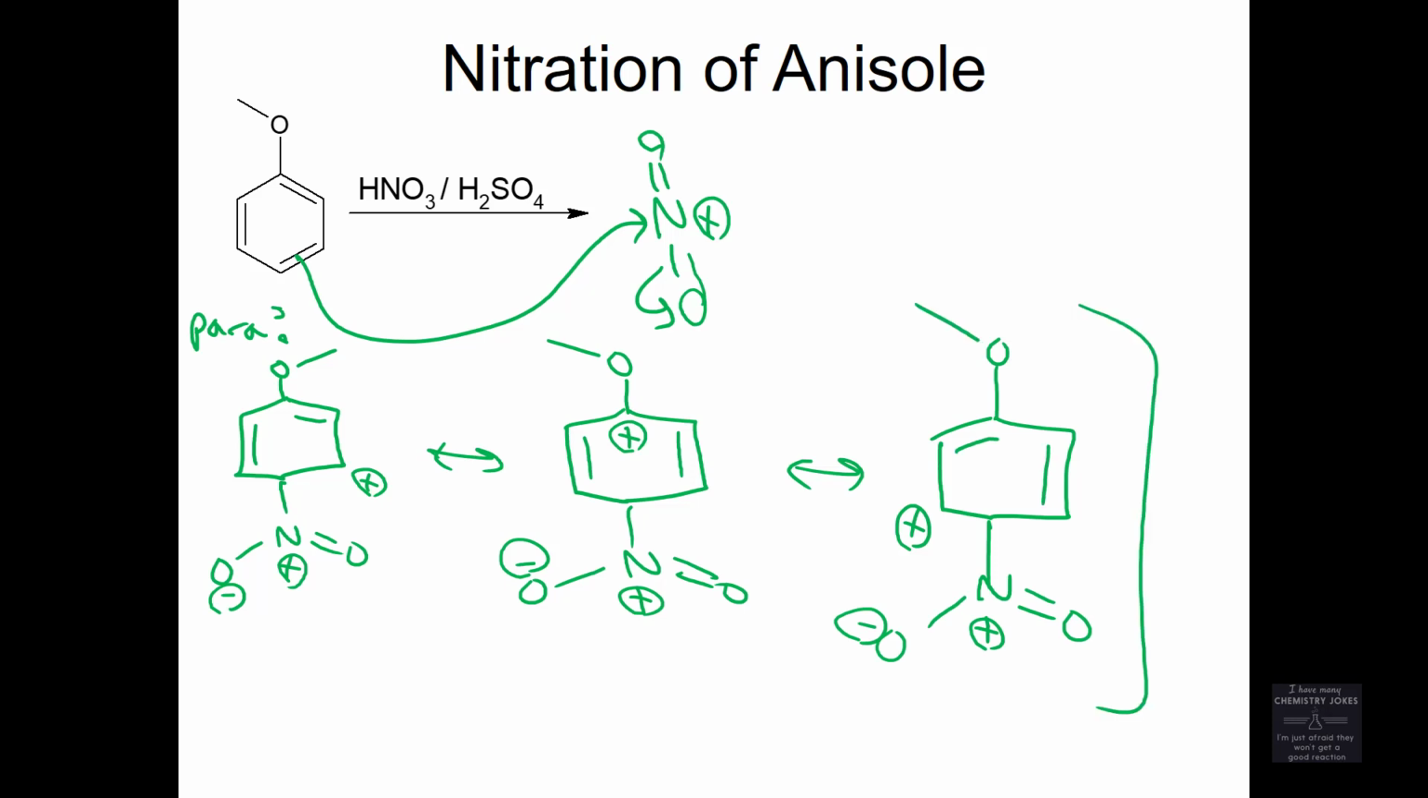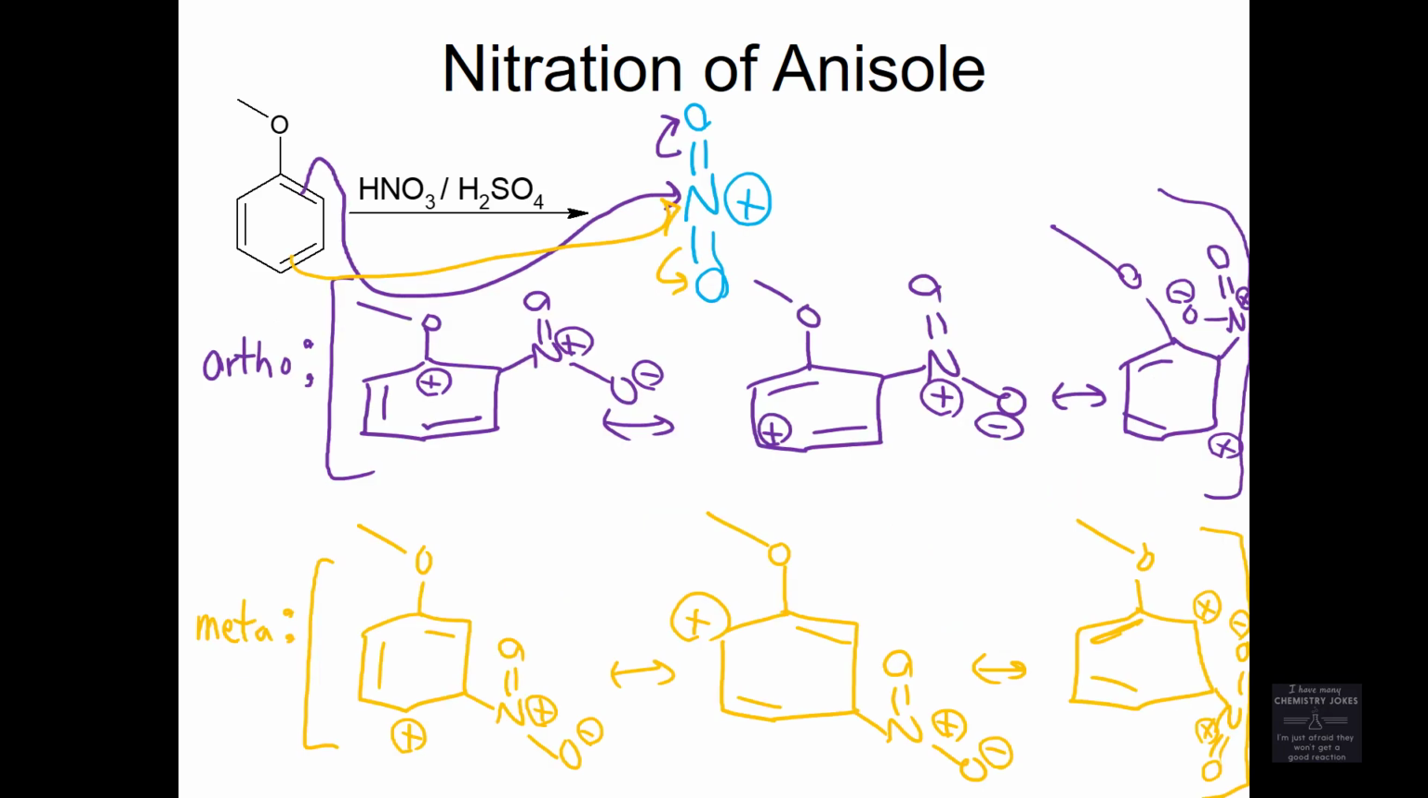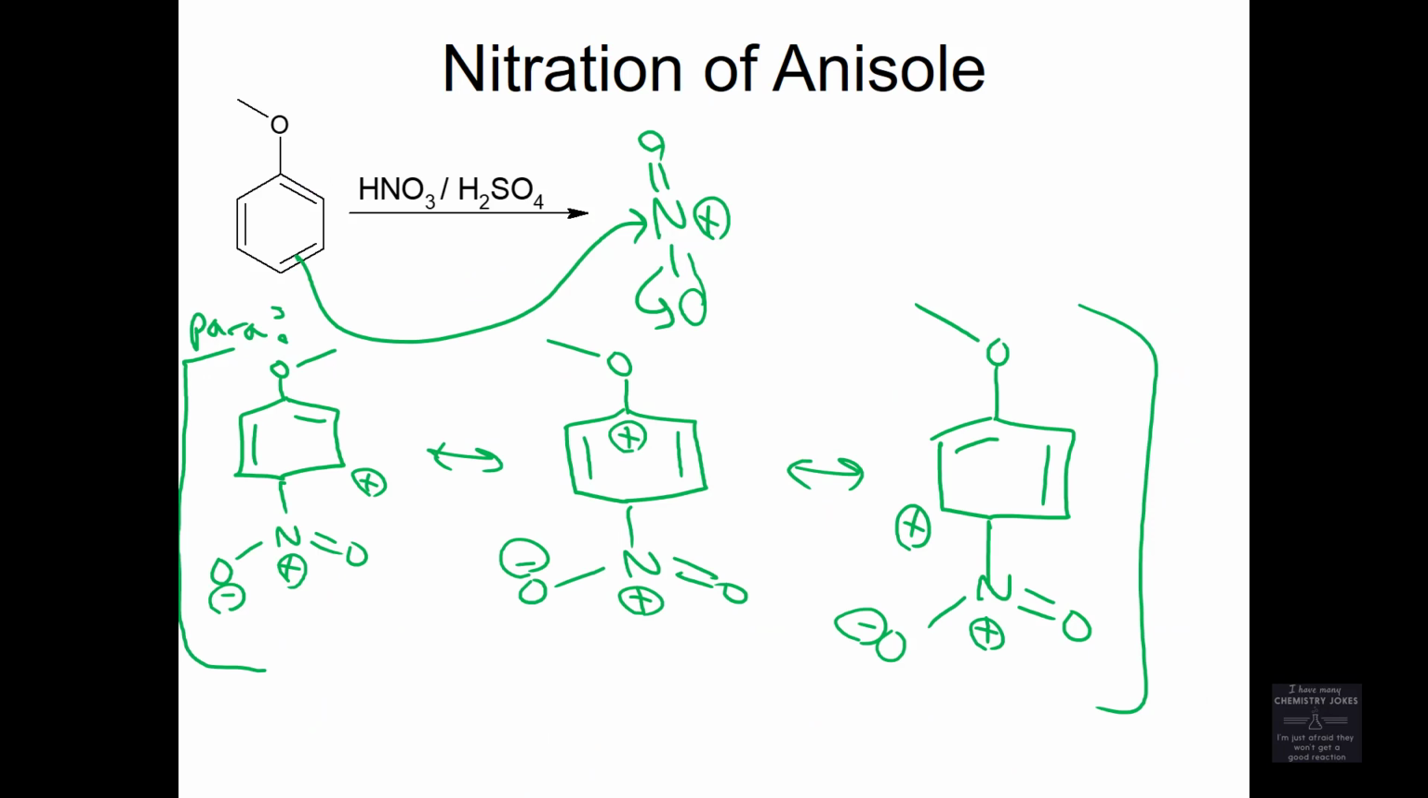Okay. There's my para resonance. Ortho compared to meta compared to para. Well, I drew three resonance structures in each of them. If I go through and analyze, this is a secondary carbocation. If I went through para, it's secondary.